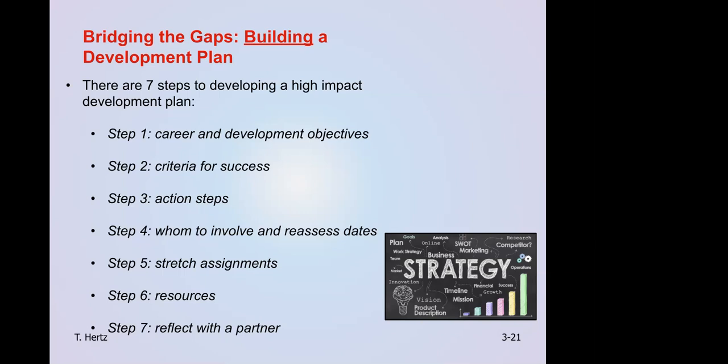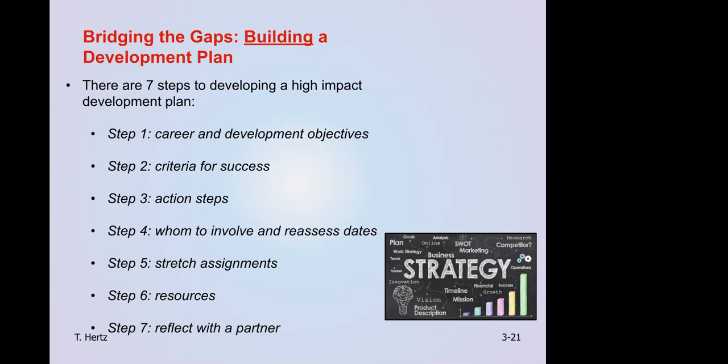All right, step 4, whom to involve and reassess dates. By reassess dates, we mean when will you have this done? When are we going to reassess this? So this involves the feedback, right? Who do you need to get it from? How often? This is really good at keeping you on track. Step 5 are your stretch assignments. This is your 10% stretching. Take on a special project that you've never done before, or whatever it is that's stretching you, right?